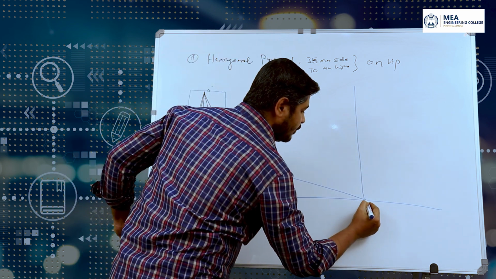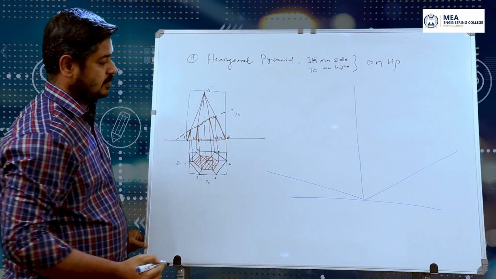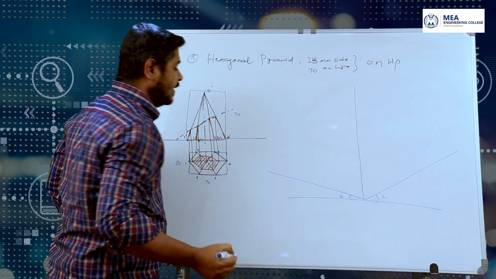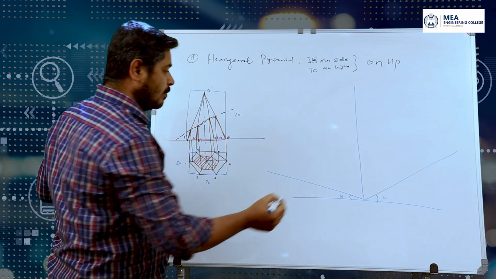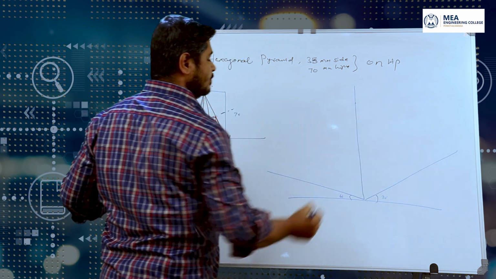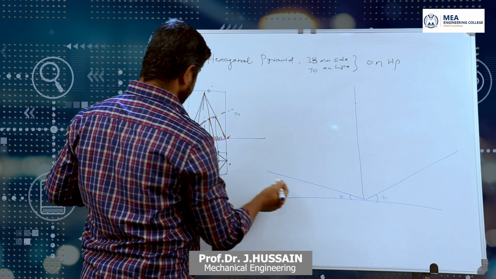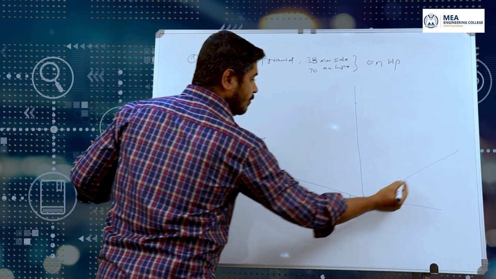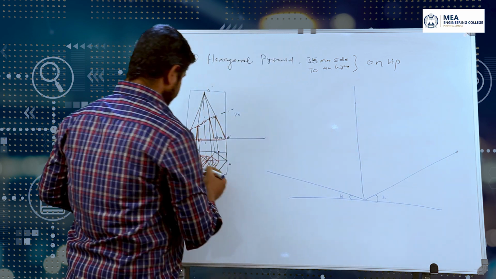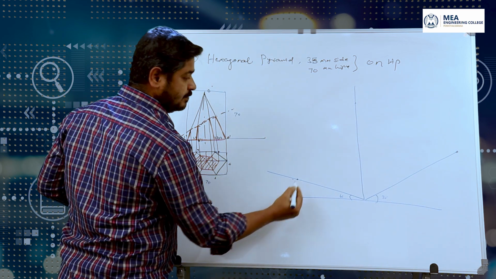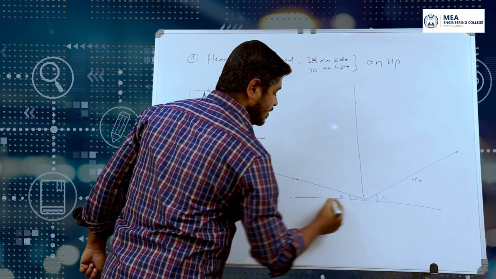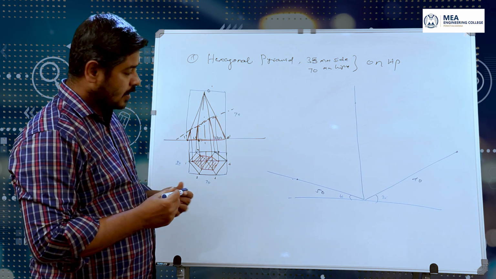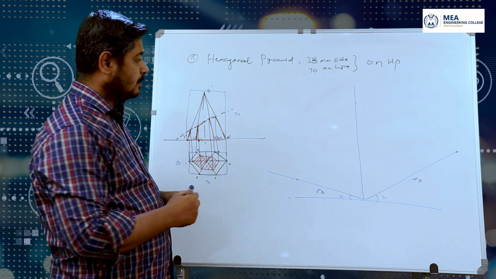First construct the isometric axes. Here the isometric axes are 30 degree inclined. Then the height component: height is given as 70 mm, so you can fix 70 mm directly here. Then 70 mm on one side. You can take any one side, no issue. I am taking this side as 70 mm. Then 50 mm on this side. So this side is 70 and this side is 50. I am considering that as the front view.